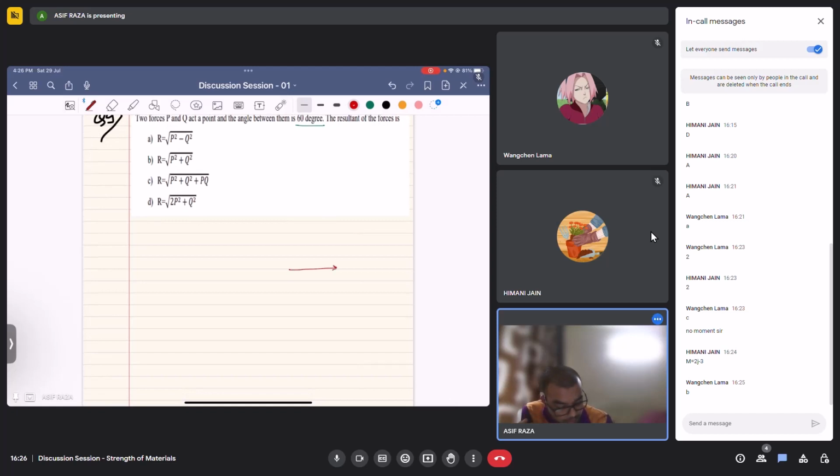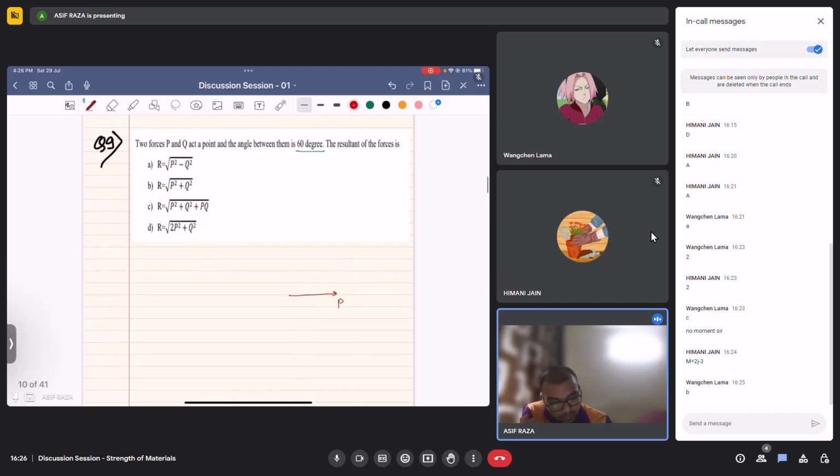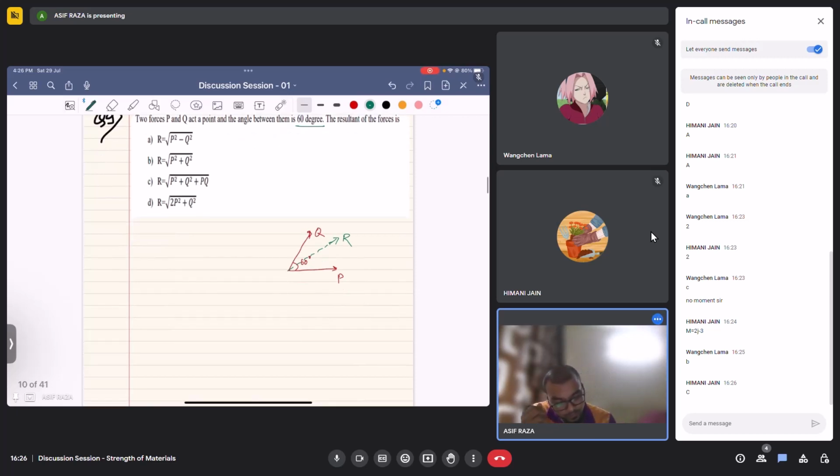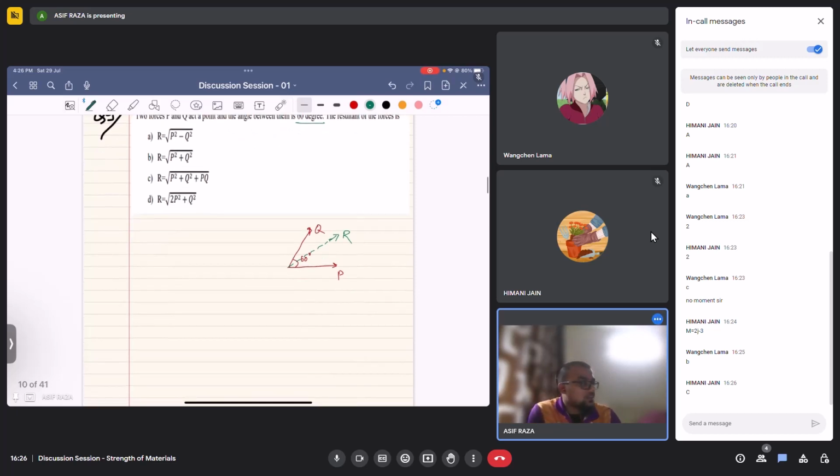So, we are given a system. Two forces P and Q act. The angle between them is 60 degrees. We need to find the resultant of these forces. If this is the resultant R, what would be the magnitude? Okay, Himani has worked it out and said option C.